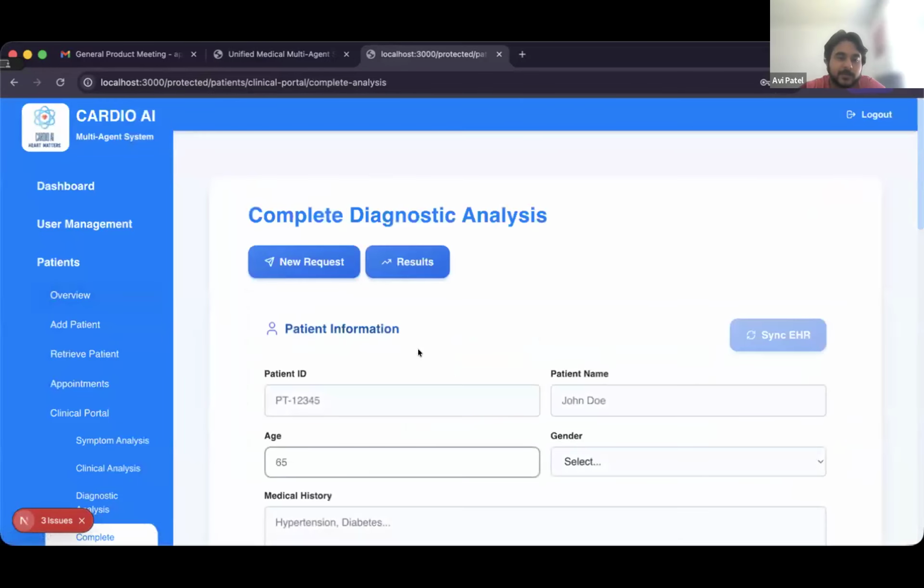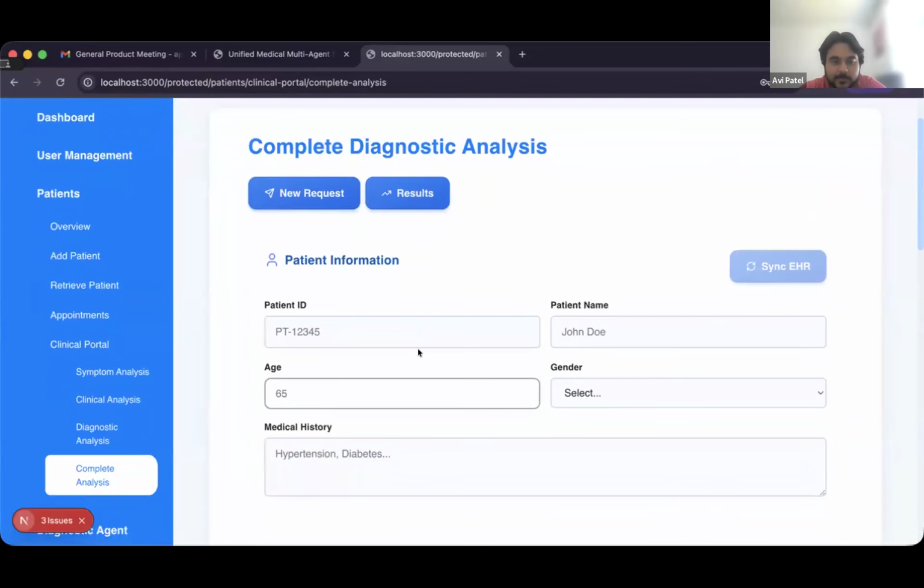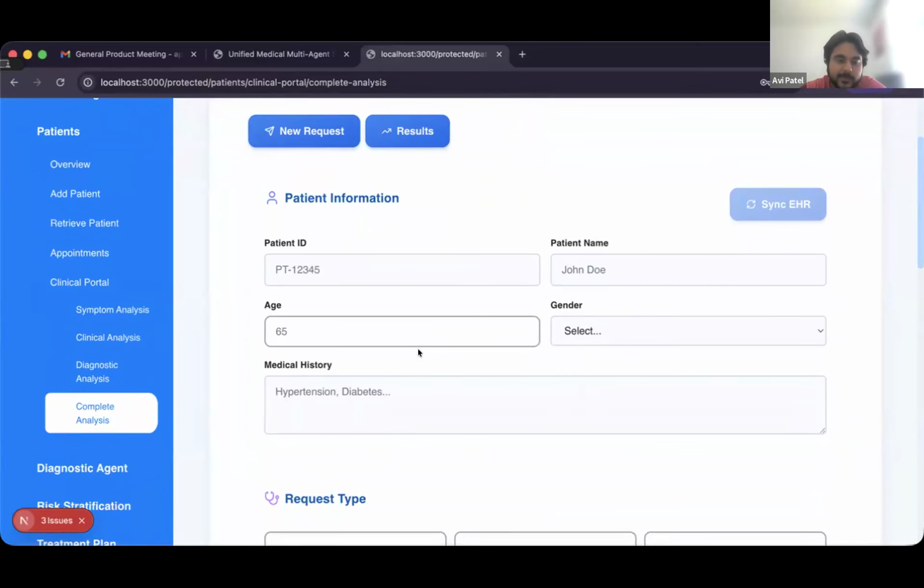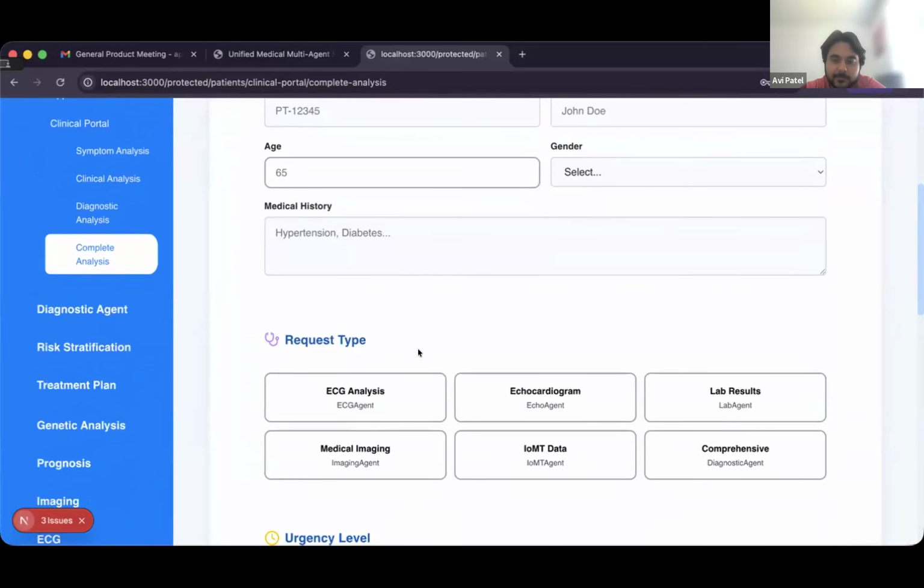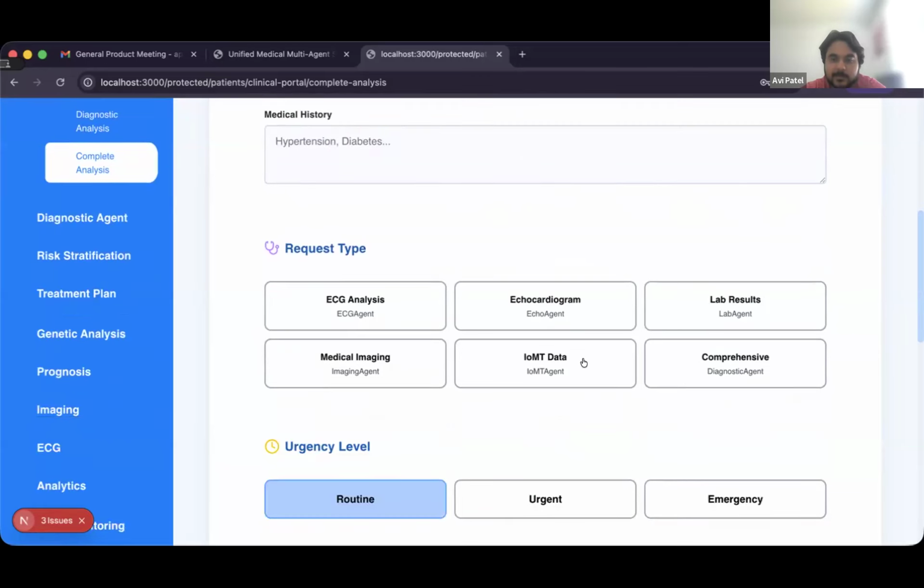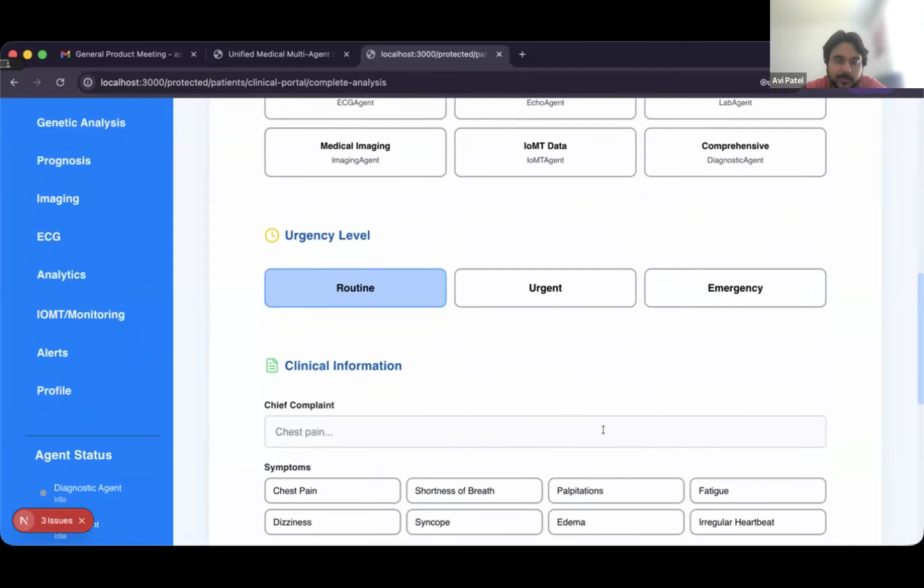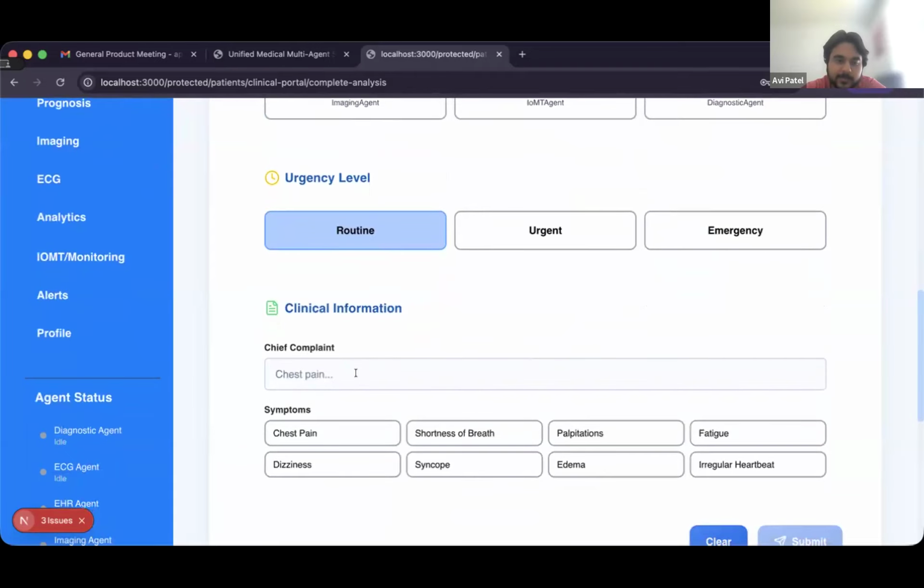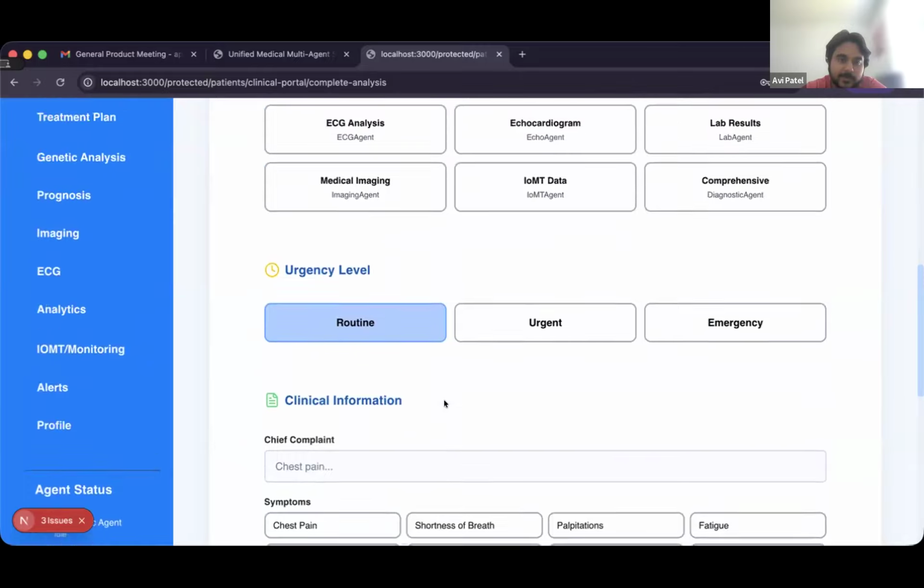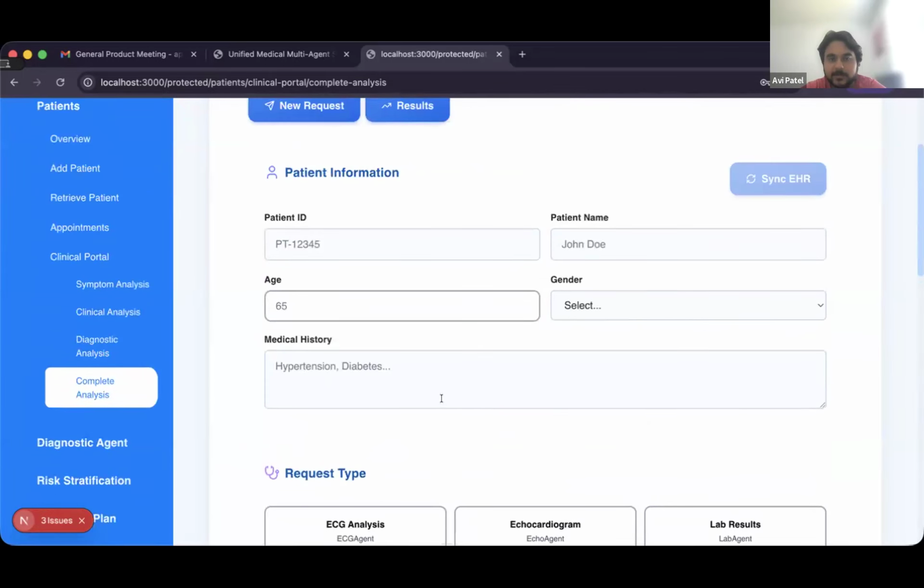So this complete diagnostic analysis will be our tier 3 enterprise system. And this will just allow clinicians to enter basic information and get access to all of our different agents we currently have. They'll be able to select the request type they want, like ECG, echocardiogram, lab results, imaging, the Internet of Medical Things data, or comprehensive analysis. They will select the urgency level and then the chief complaint that a patient has and the different symptoms that they're experiencing. And I'll pass it over to Samson to continue.